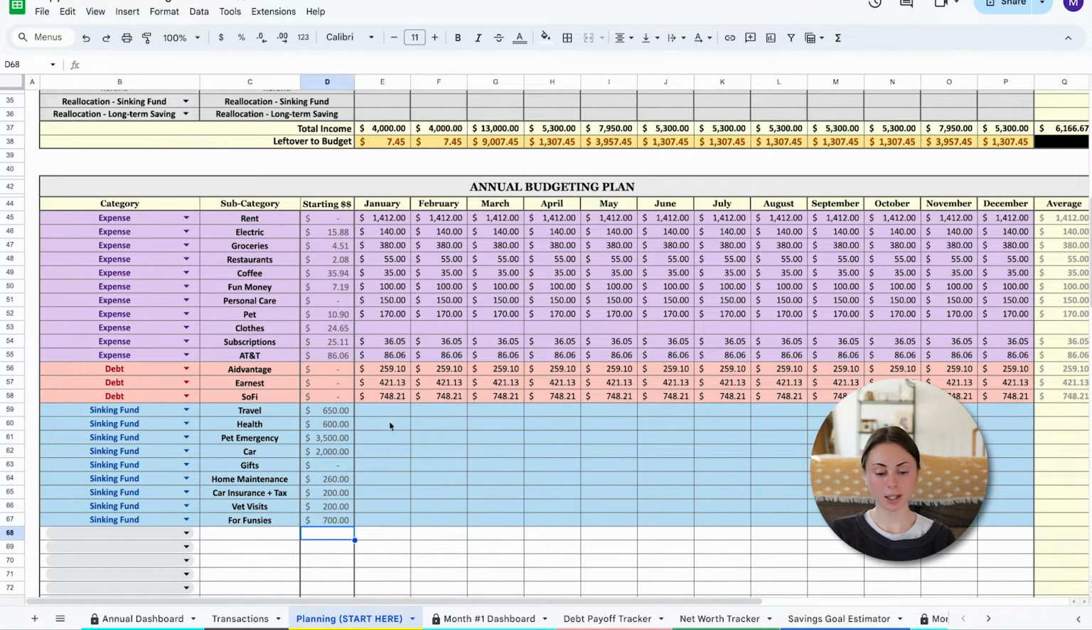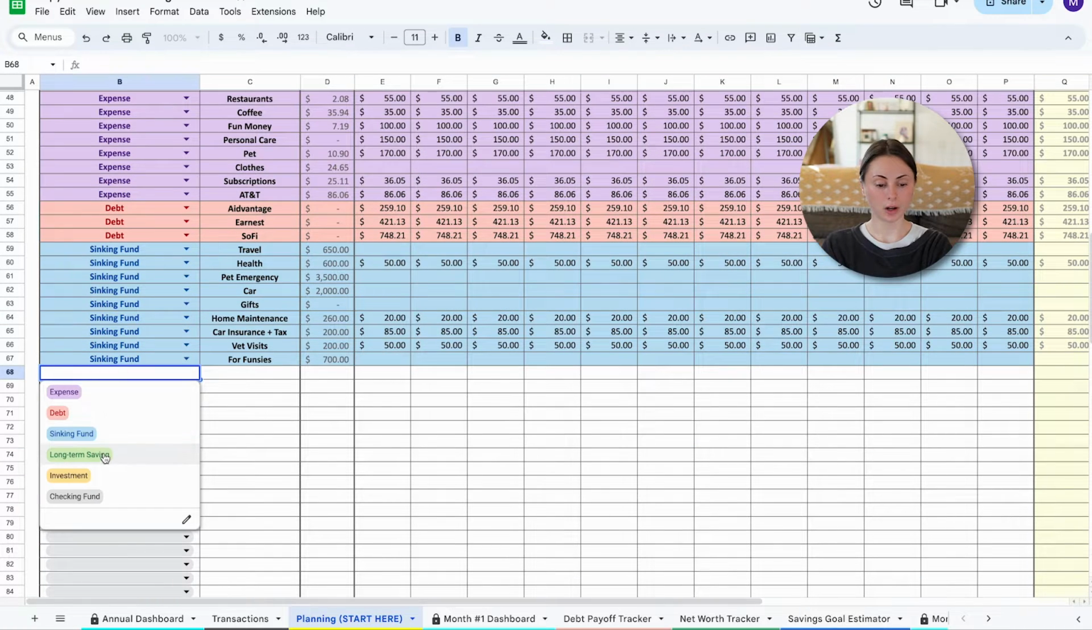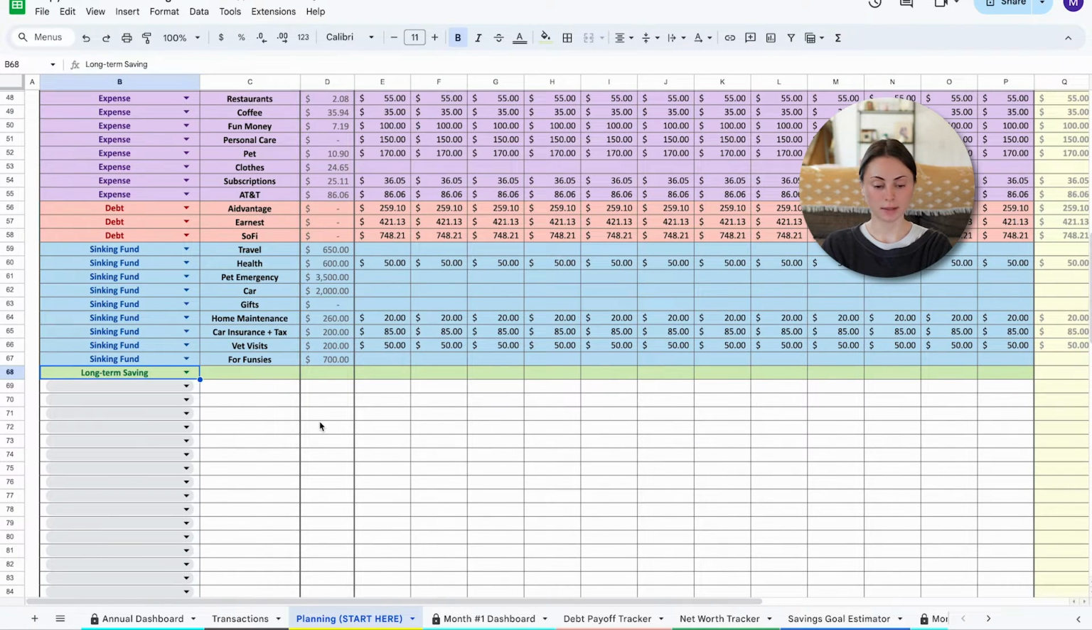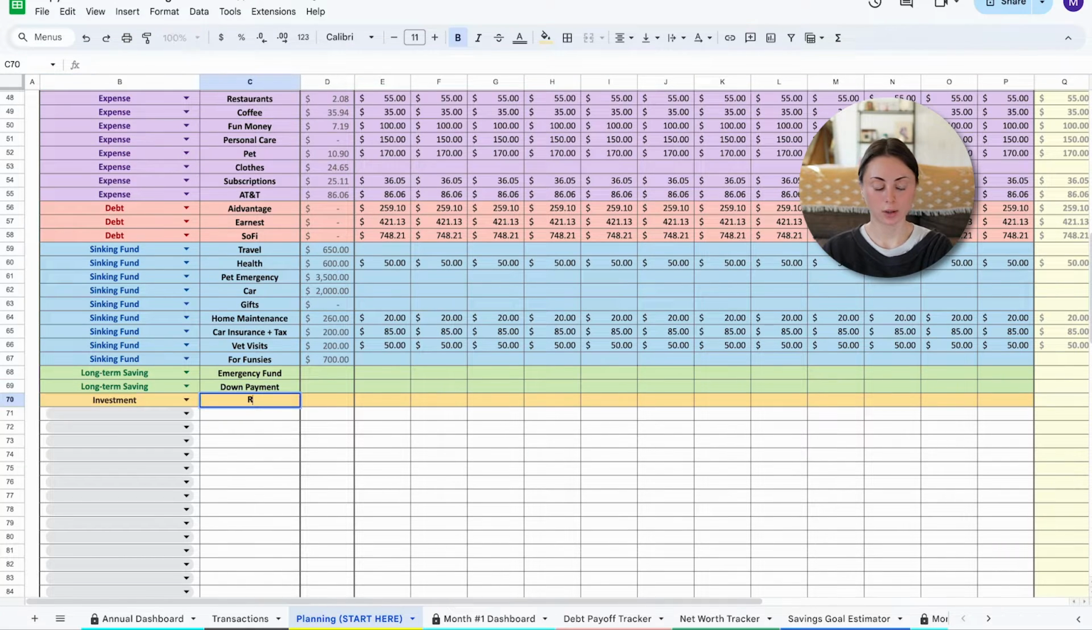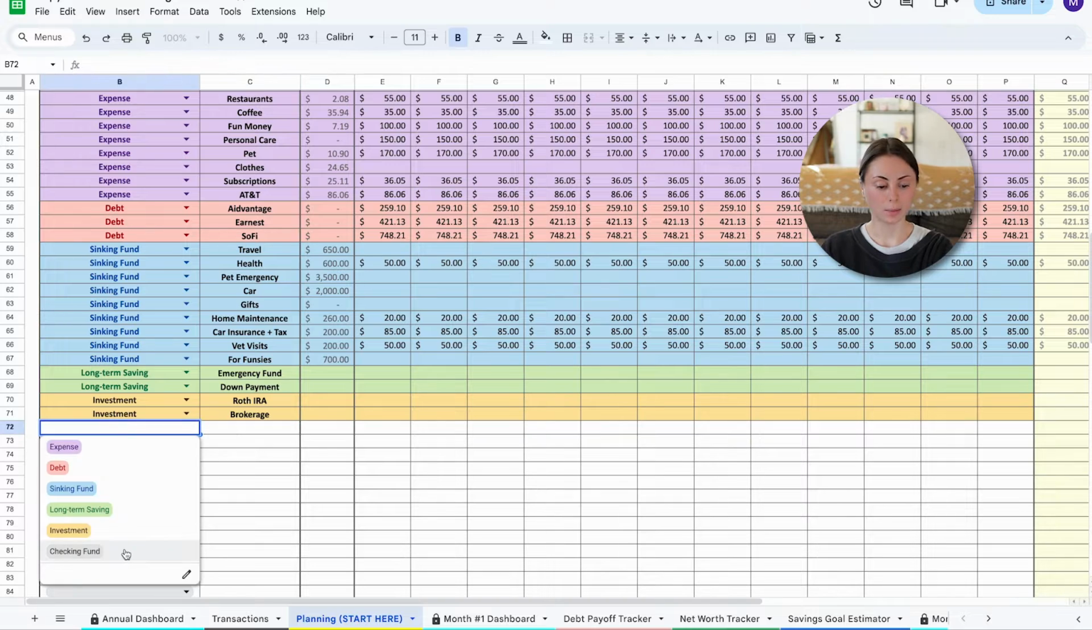Okay, so I have all of my starting amounts. So now I'm gonna enter my actual expenses first. So for example, I know I pay car insurance, so I'll add that. I know I go to the vet, so I'll add that. Home maintenance and health. I'm gonna extend that out and then move on to long-term savings. Now we're getting into financial goals. I have my emergency fund and my down payment. And then I have investments, which is my Roth IRA, my brokerage, and then my checking fund.